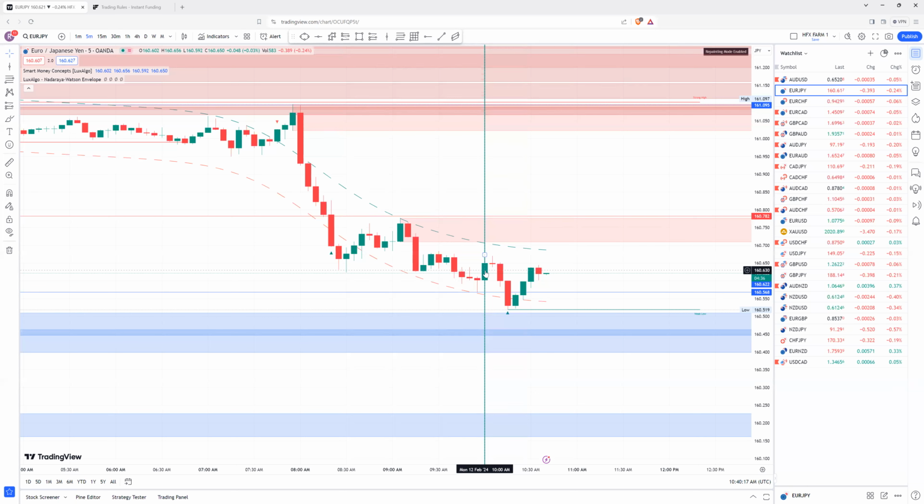Now, on this part, you mark up the previous daily high and low, and you also mark up the previous 4 hour high and low. You should mark it up immediately the 4 hour candle opens. So every 4 hours, a new candle pops up in the 4 hour time frame. Immediately a 4 hour candle pops up, mark the high and the low of the previous one.